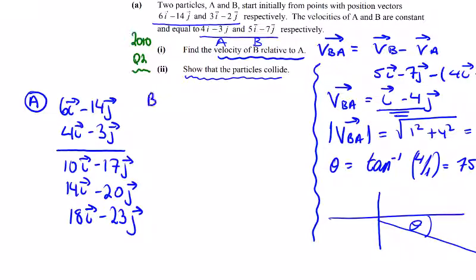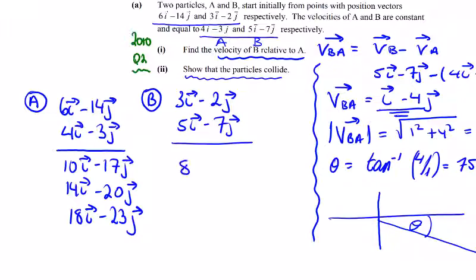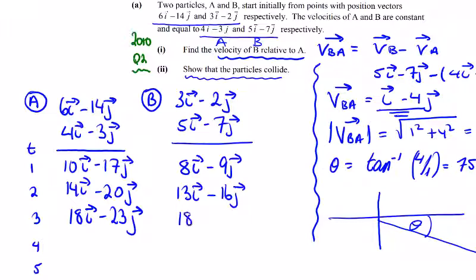Let's just start B to see are we on the right track here. B starts at 3i minus 2j and moves 5i minus 7j every unit of time. So after 1 unit it's going to be at 8i minus 9j, up 5 down 7. Then 13i minus 16j, up 5, this looks good. 18i, down 7. Bingo, they collide at 3 hours. They're in the same position at the same time.